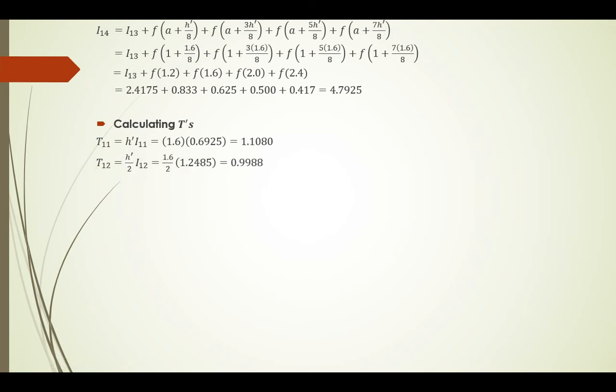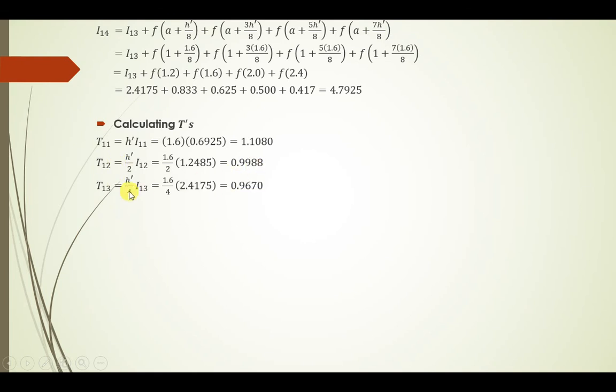Secondly, we need to calculate t12. t12 is h prime by 2 into I12. H prime is 1.6 divided by 2, and I12 is 1.2485. Dividing these two and multiplying it with 2.6 to get this answer. This answer is t12. t12 is this thing.